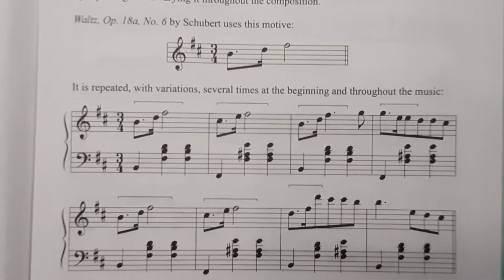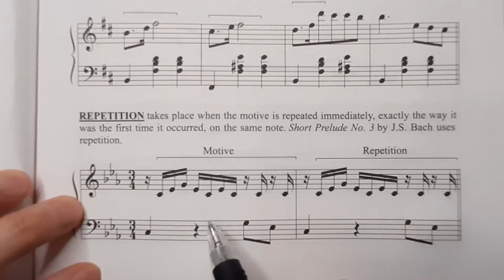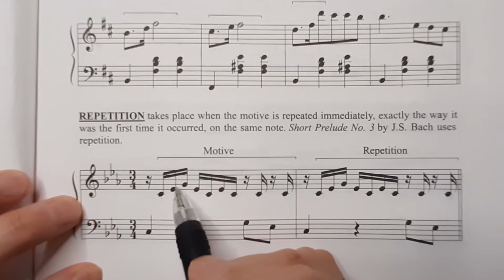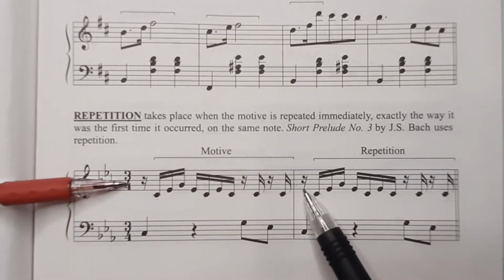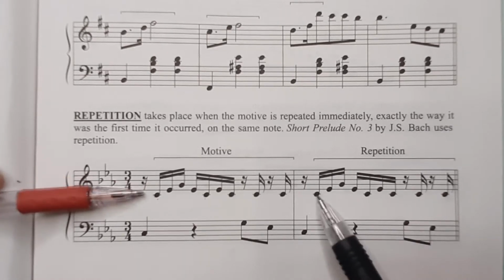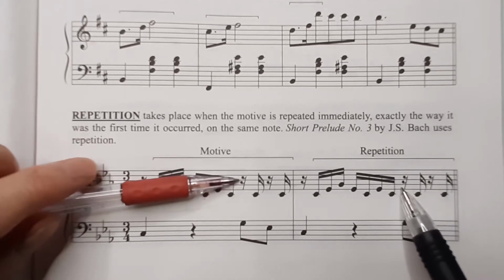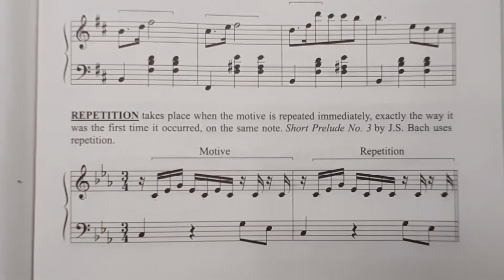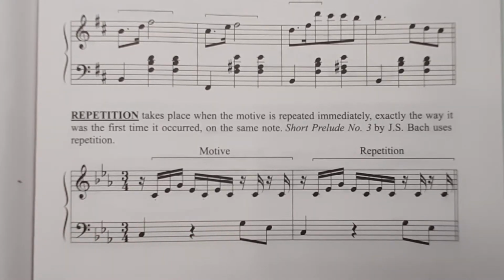Now, repetition is exactly the same as the motive. Look at this: C, E flat, G, E flat, C. Here, exactly the same, right? What do you have? Rest, C, E flat, G, E flat, C, E flat, C. Now rest, C, rest, C. Exactly the same, and even for the left hand. Same. You call that a repetition.